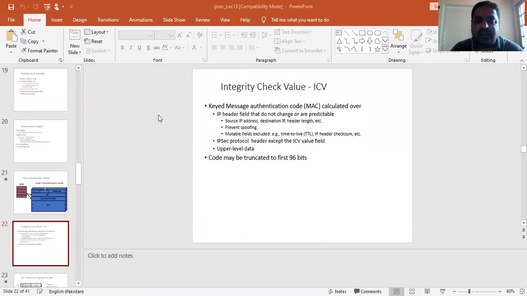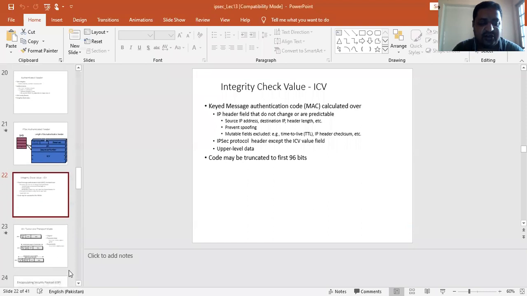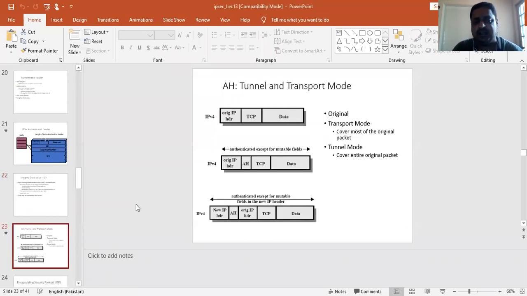So we can also prevent spoofing of a particular address, for example. With the help of this field or method, we can protect the data from spoofing attacks, and we can also protect the data from replay attacks. So in this way, we have different fields here which are used to provide different security to the packet or to the data.